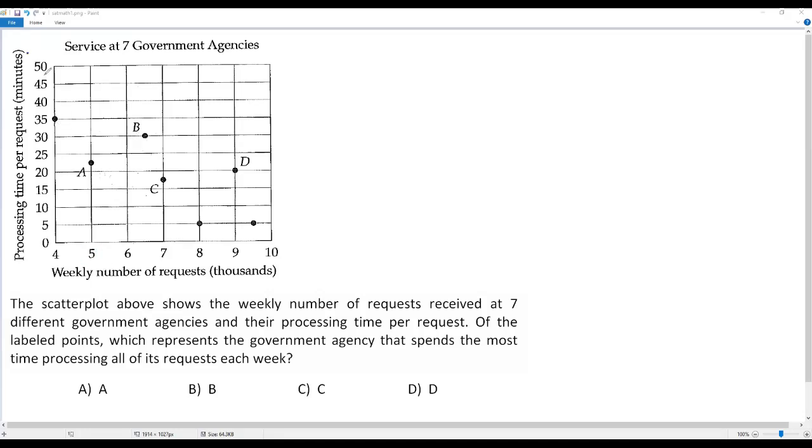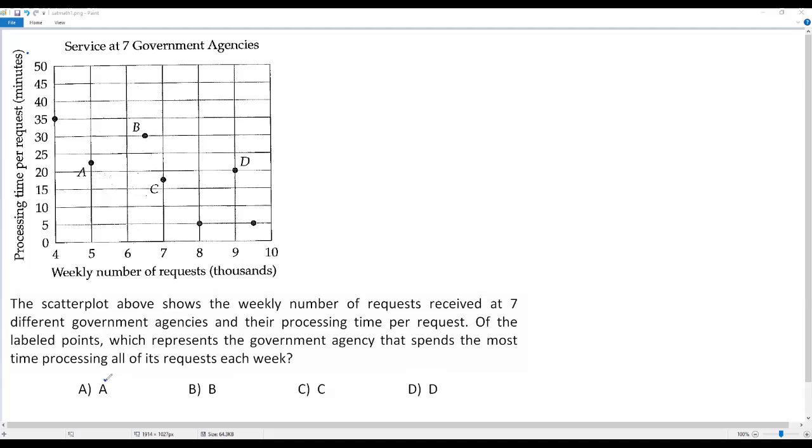Okay, now let me consider the vertical axis. On the vertical axis, we have processing time per request in minutes. So this 5 says it takes 5 minutes per request. This 10 says 10 minutes per request. Okay, now to find the maximum time for the government agencies A, B, C, D to process all the requests received each week, we have to multiply the number of requests received each week by the government agency by the processing time per request. That is for one request, the processing time.